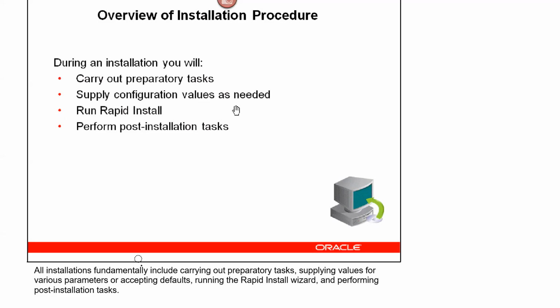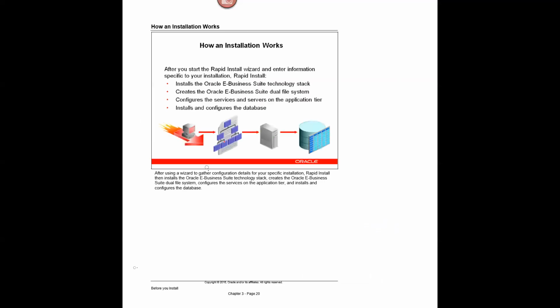So during the installation, it will carry out prepare tasks and apply configuration values: whether you want to install Vision, whether you want to install a fresh database, what your port numbers are, what your run file system and patch file system are, who the owner is, and where you want to install. After all that, you can start the rapid install. After that, there are some post install tasks that you do.